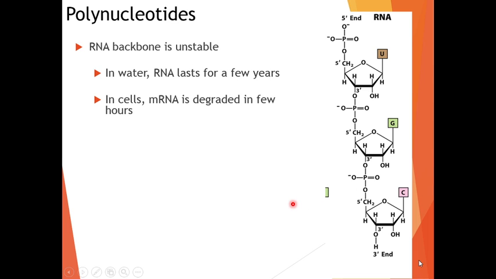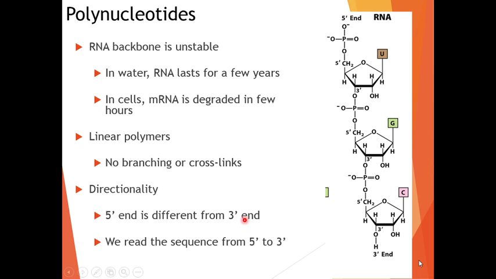In contrast, the RNA backbone is unstable. As you can see, this is an RNA because it has a 2' hydroxyl. In water, RNA lasts for a few years. In cells, mRNA is usually degraded in a few hours. RNA is a linear polymer, and as compared to DNA, it does not form double-stranded RNA between two separate strands.